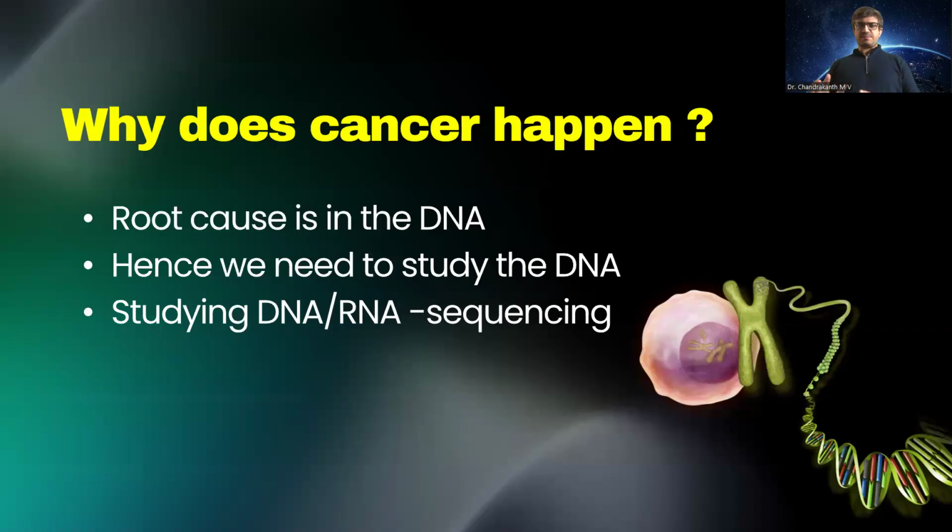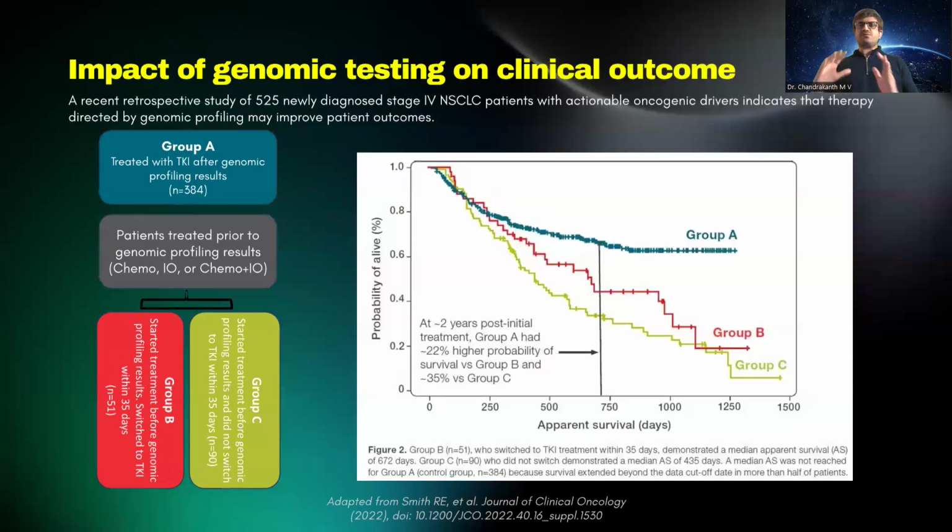Why does cancer happen? The root cause is in the DNA. Hence, we need to study the DNA, and we can study it by sequencing, by reading what are the codons in it. If we know the sequence in the DNA, it has clinical implication. And this graph demonstrates that.